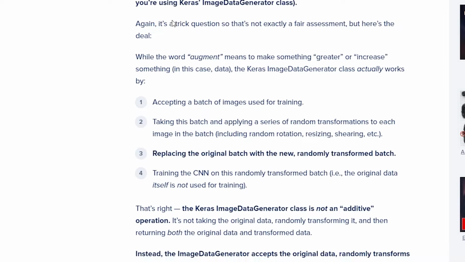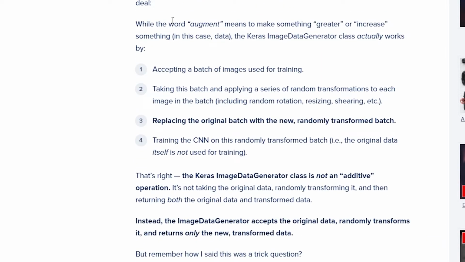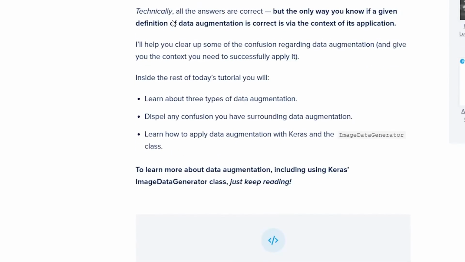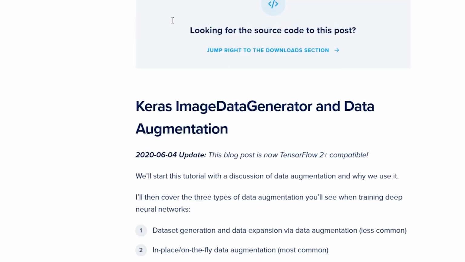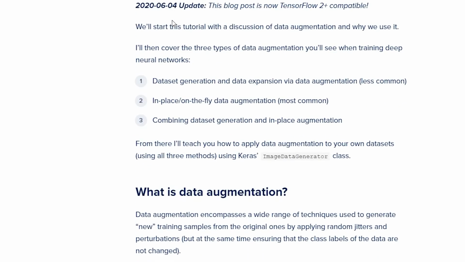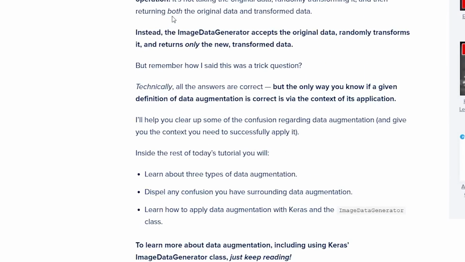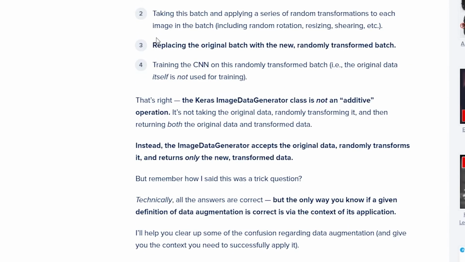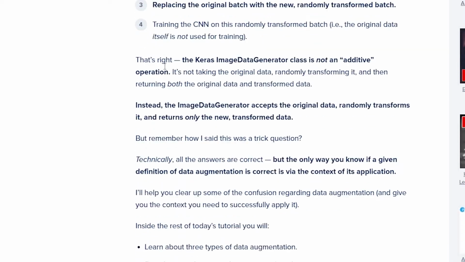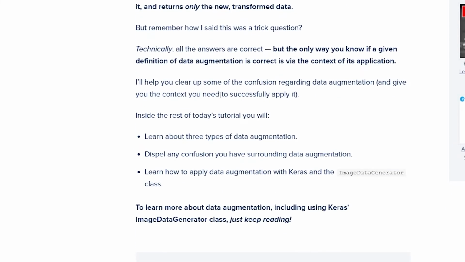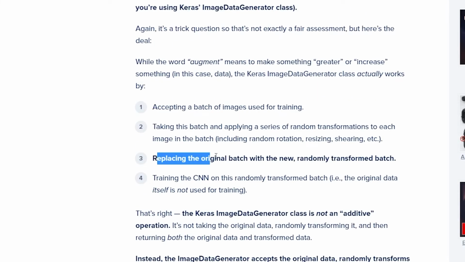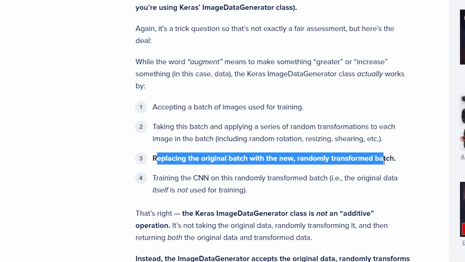So what he says is, the word augmentation definitely makes sense, that augmentation is basically increasing the composition of something. Augmenting is increasing the measure of it, increasing the composition of it. But what we are particularly concerned with is that data augmentation is not what you think. Data augmentation particularly is where you replace the original batch with the new randomly transformed batch.